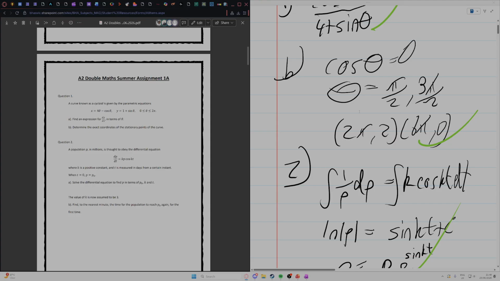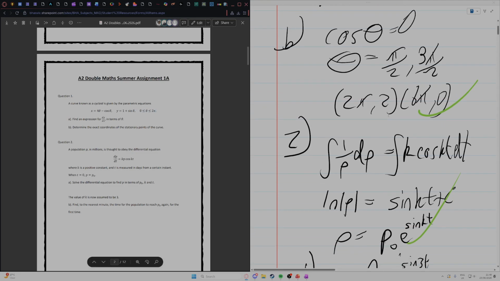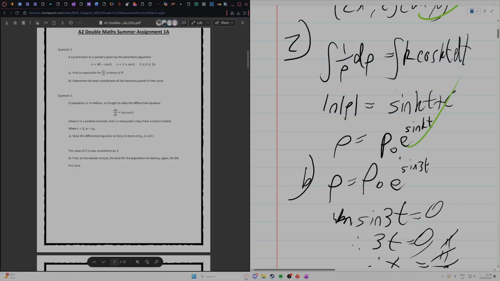Remember, this is theta, because it's parametric, so you have to substitute into x and y, and that's why these answers are 2 pi and 6 pi, and they're not in this range, but this is the range of theta and not x. Next question, we have a nice differential equation.